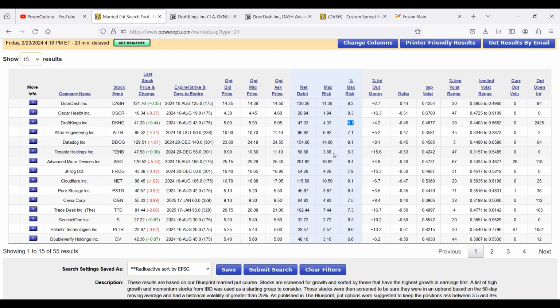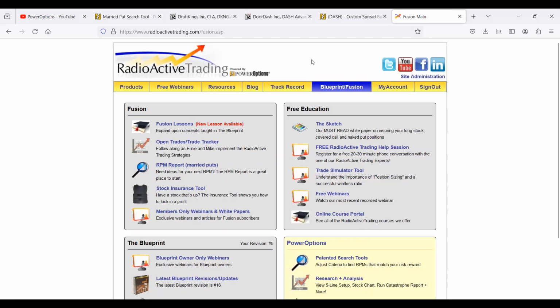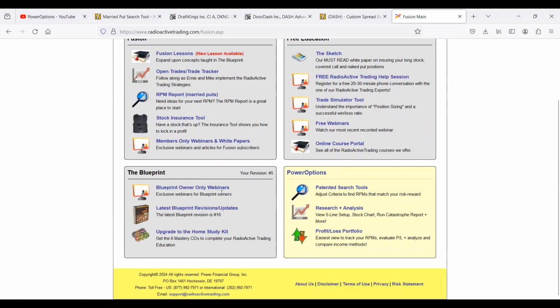Now, all that being said, as a Blueprint owner, remember, you can log on to the Radioactive Trading account any time. You don't have to be a Fusion subscriber. You have a Radioactive Trading Blueprint Owner's account as a Blueprint owner, Shishir. Under the Blueprint pod, you have a section for Blueprint Owner-only webinars.